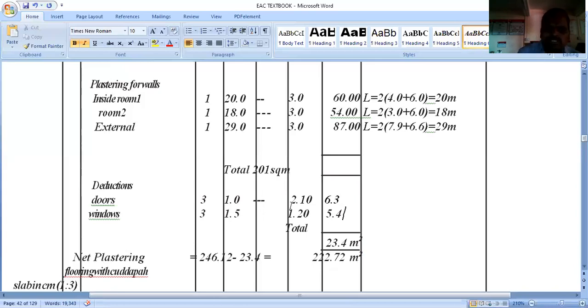So 3 doors and 3 windows you have taken here. So the total deduction will be 6.3 plus 5.4. It will be 11.7 square meter. Now what we have to do is deduct this.